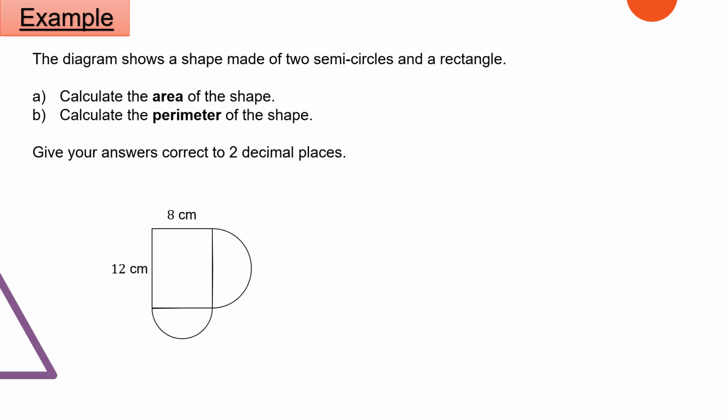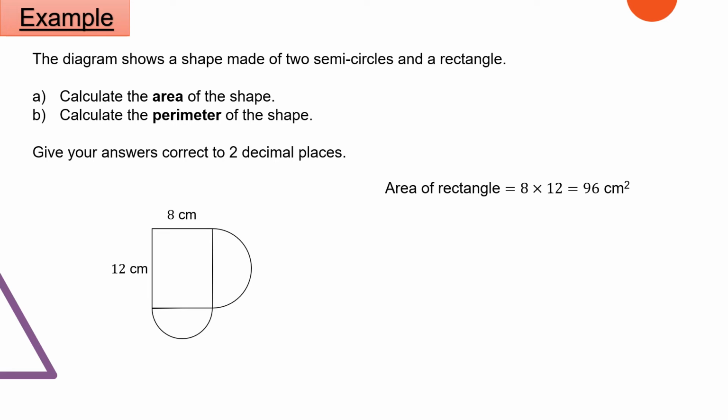So we know there are two semicircles and one rectangle, and we need to find the area of the shape and the perimeter of the shape, and we need to give the answer to 2 decimal places. First things first, there is a rectangle given to us and we have the information of the rectangle. The area of a rectangle is width times length. So I will write area of the rectangle, 8 times 12 is equal to 96 centimeter square.